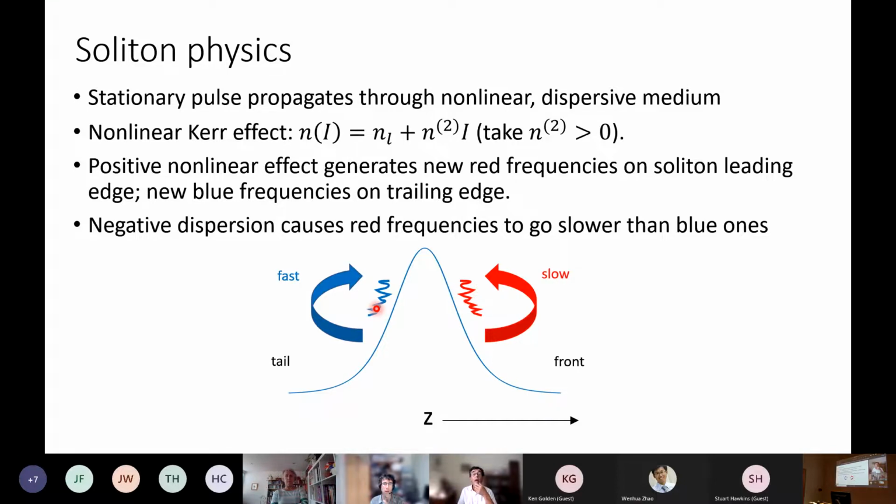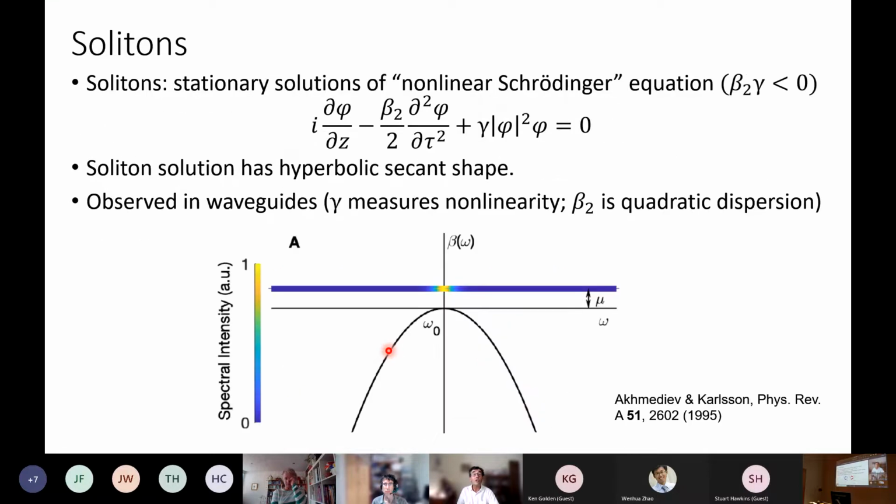Now, if you include the effect of dispersion, which of the appropriate sign, then these red frequencies generated on the front go slow. These blue frequencies generated on the trailing edge go fast, and they are both pushed towards the center of the pulse, and that gives you this self-reinforcing pulse that doesn't change upon propagation, even though each of these effects individually, namely the nonlinearity and the dispersion, would destroy the pulse, but working in tandem with the correct signs, they balance each other out.